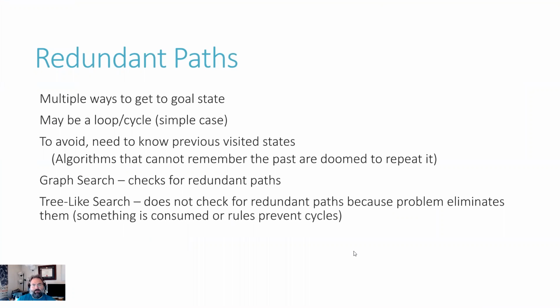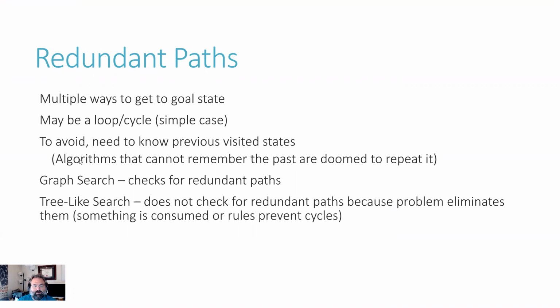Sometimes there's multiple ways to get to the goal state. The worst case, in a lot of ways, is a loop or a cycle. So if you're not keeping track of what you're doing, and if perhaps your states aren't truly a tree sort of structure, you might end up in a loop, and that's not ideal. So there's ways to avoid that.